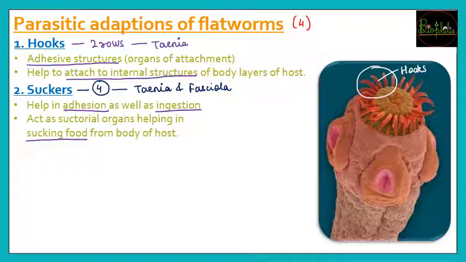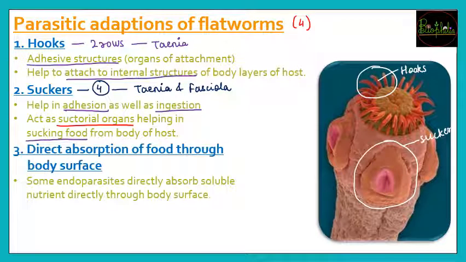If you notice in this particular photograph, these cylindrical structures are nothing but your suckers. These suckers are cylindrical, and they are also called suctorial organs. What else do you call them? They are called suctorial organs. So these help in the suction of the nutrients from the host body.